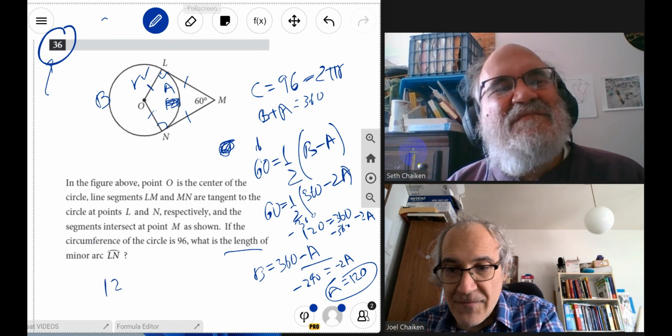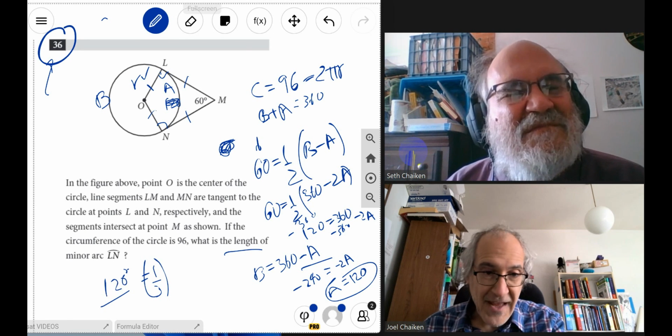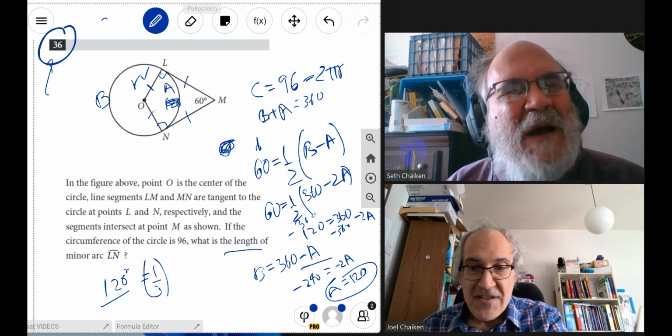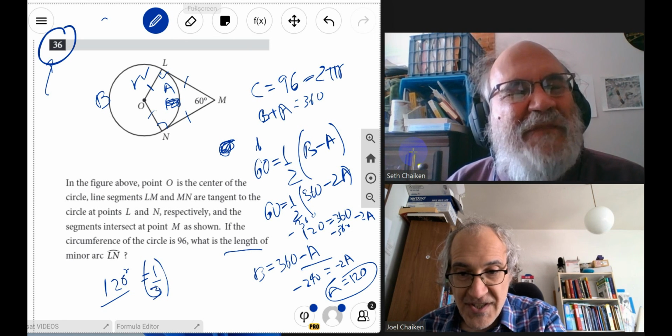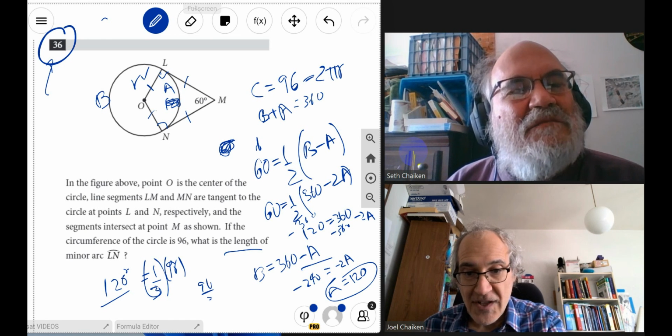I know that 120 degrees is a third of a circle, right? Because the circle's 360. So 120 is a third of the circle. So the answer is actually 1/3 of 96, which, well, you have a calculator, right?